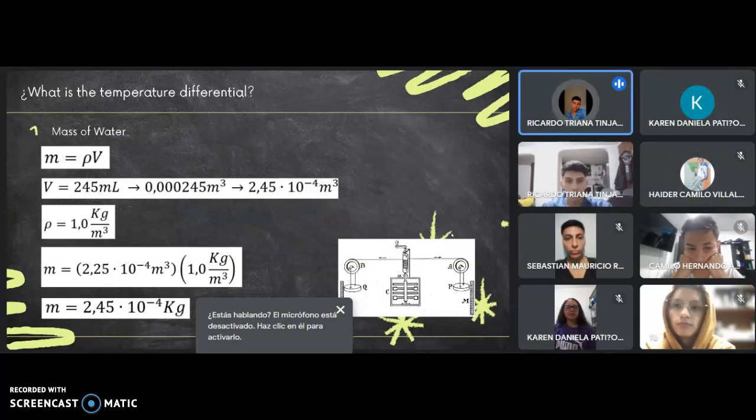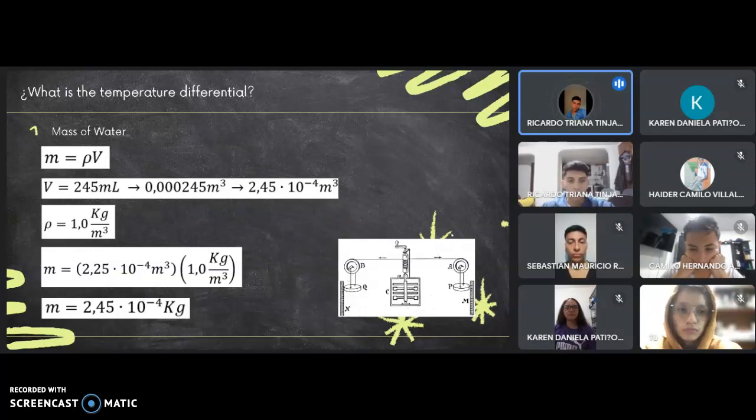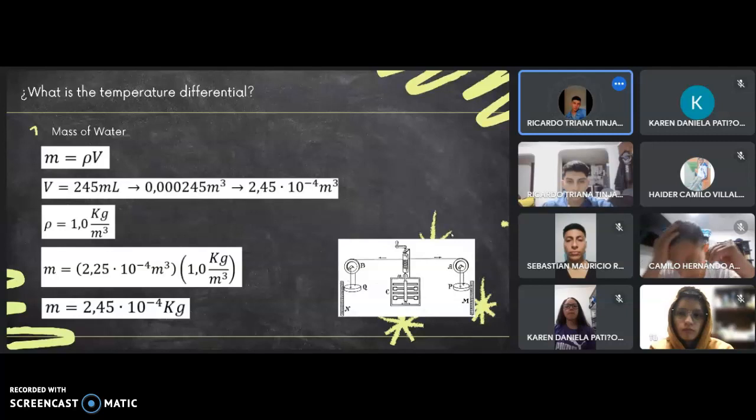What is the temperature differential? The mass of water is given by the density equation, where the mass of water is clearly the mass, using that water has a mass of 2.45 times 10 to the minus 1 kilograms. Next, please.